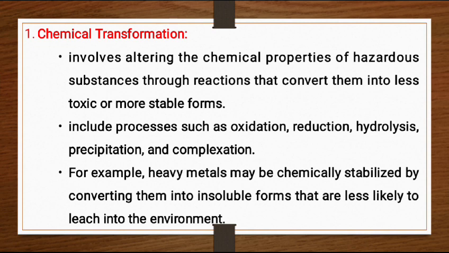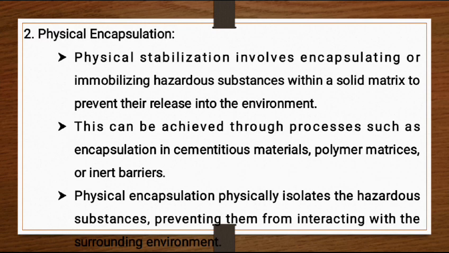First one is the chemical transformation. It involves altering the chemical properties of hazardous substances through reactions that convert them into less toxic or more stable forms. This includes processes such as oxidation, reduction, hydrolysis, precipitation, and complexation. For example, heavy metals may be chemically stabilized by converting them into insoluble forms that are less likely to leach into the environment. And next one is the physical encapsulation.